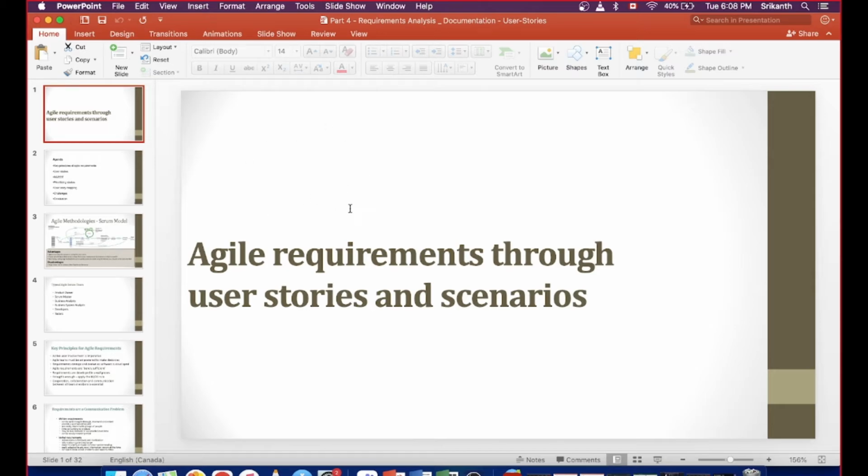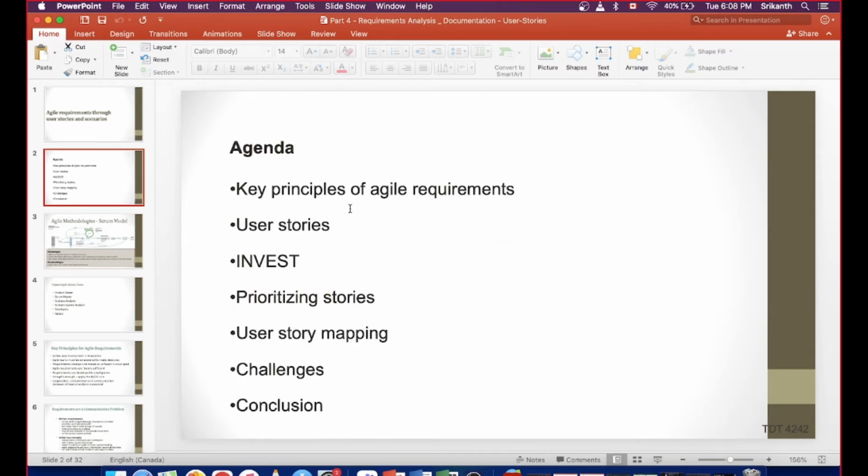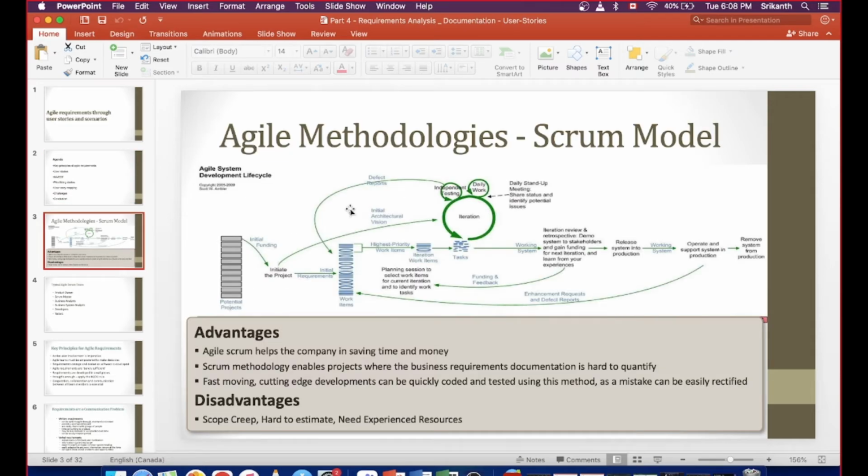So let's get into the agile scrum methodology real quick. We'll see how the agile requirements are written, what it takes to write agile user stories and everything. So let's jump on to the next slide. This slide we have already seen in our previous sessions: what an agile methodology is and what kind of meetings we'll have, daily stand-ups and retros and everything.